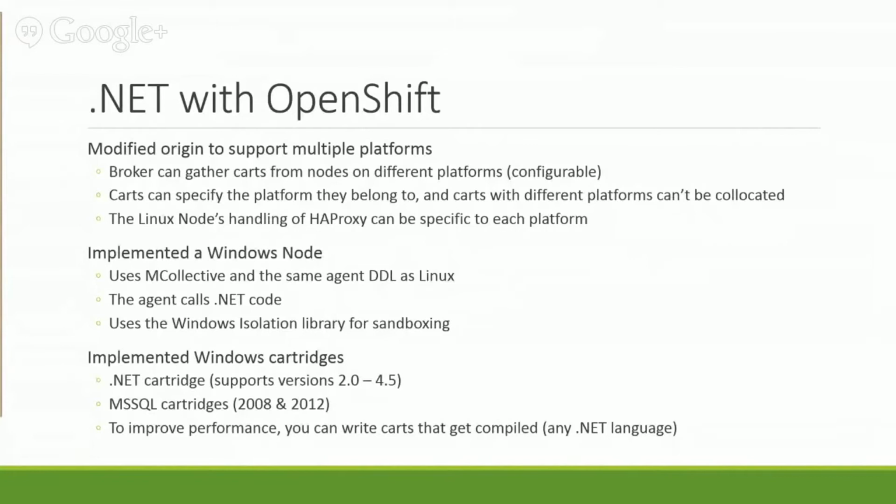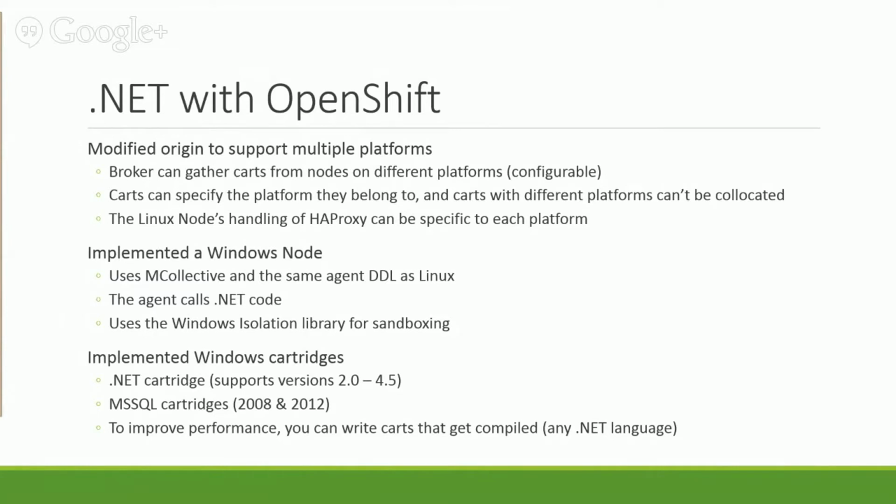So these are, in a nutshell, the changes that we made to Origin, and I'm going to talk a bit about what we implemented on the Windows node now. We use mcollective just like the Linux node does to talk to the broker, and we actually use the same agent DDL. The agent is Ruby, but every call that is made through the agent actually gets translated into .NET code, and by translate I mean .NET executables get called from the agent.